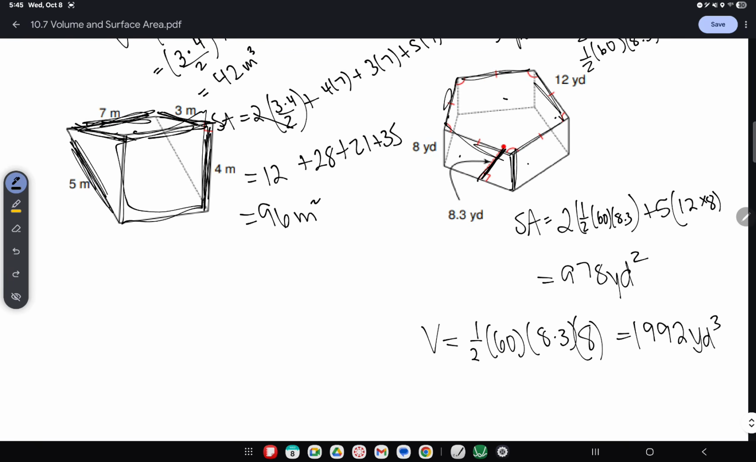And that is all for volume and surface area. So if you have any questions, let me know.